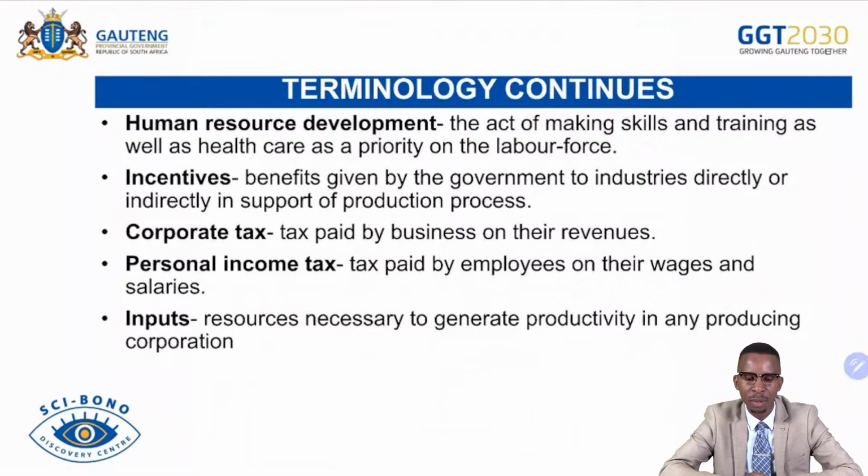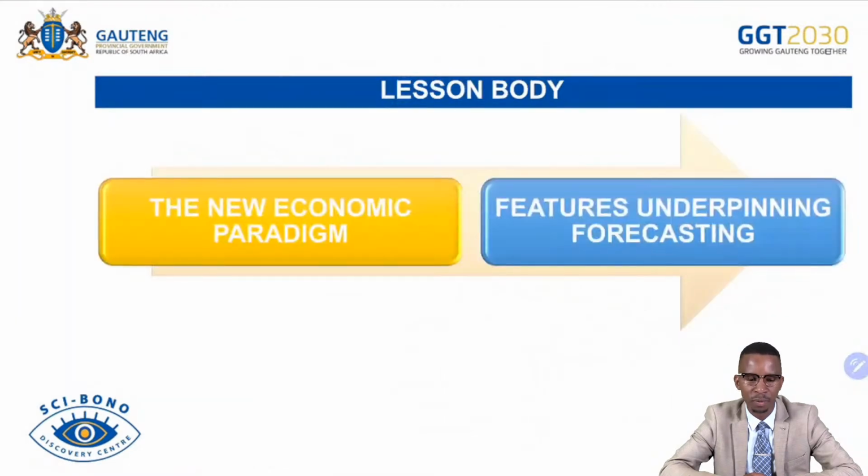So this is our lesson body. It appears like this. So it looks short, but it will be long. We have the new economic paradigm, which is very long, and then we have features underpinning forecasting, which is another long topic. Both of these are essays. Economic paradigm is an essay on demand side policies and also on supply side policies. Also, features underpinning forecasting is a part of an essay. You check your examination guideline, you will see.